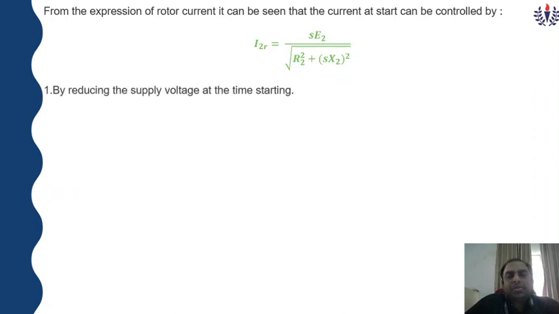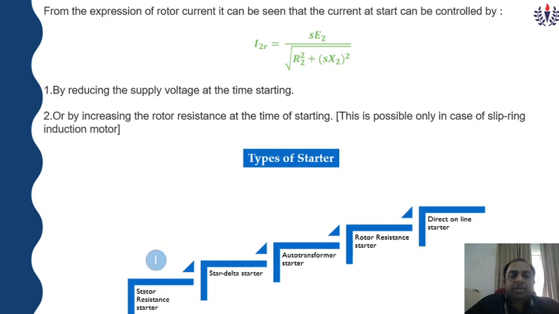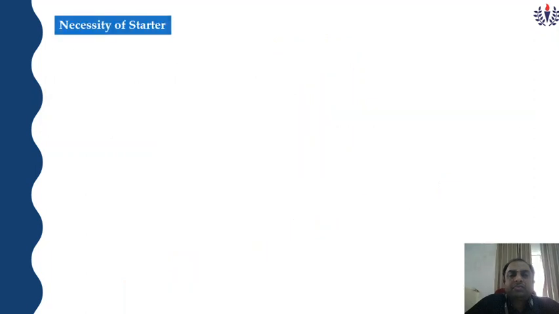In both standstill and running conditions, R2 will be the same. By reducing the supply voltage at the time of starting, or by increasing the rotor resistance at the time of starting, there are types of starters available. The first one is the stator resistance starter, the second is the star delta starter, the third is the auto transformer starter, the fourth is the rotor resistance starter, and the fifth is the direct online starter.